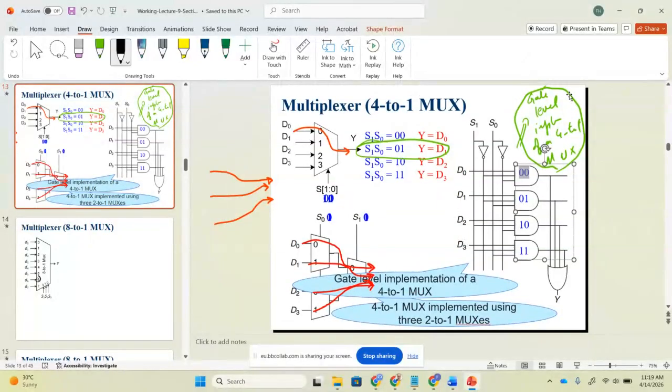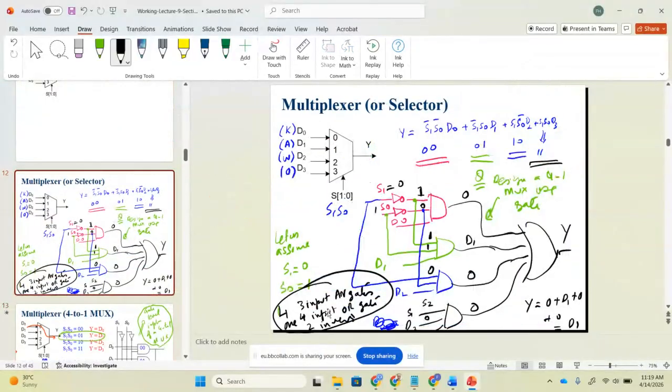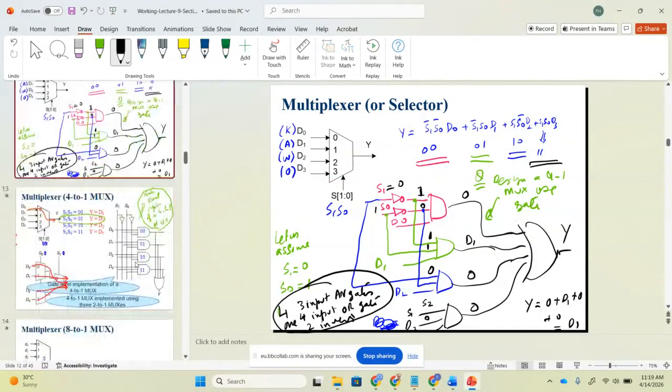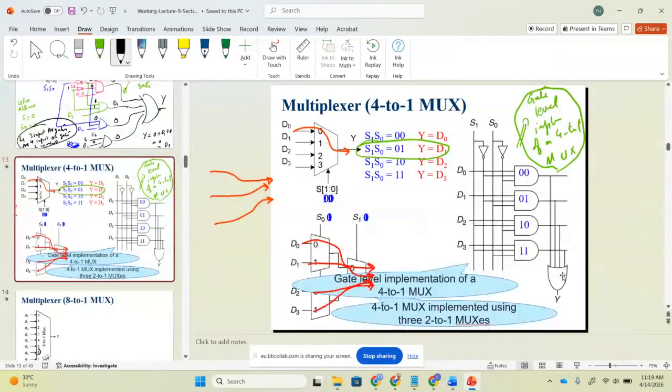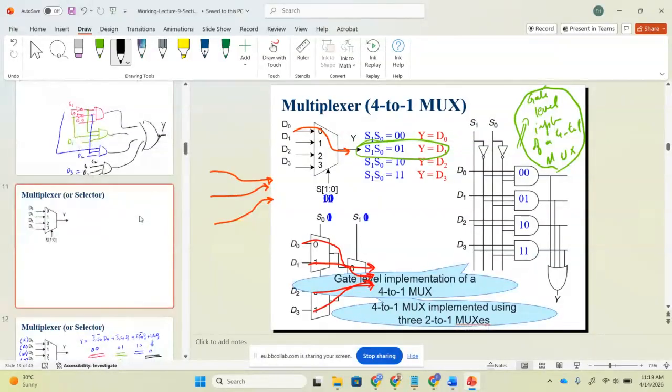So what is this thing? This is the gate level implementation of a 4 to 1 multiplexer. How many AND gates are required? There are 4 3-input AND gates and 1 4-input OR gate. So this is also the gate level implementation of a 4 to 1 multiplexer. This is one way to draw it, and there is another way to draw it. You got it or not? Any question? Is it clear or not clear?